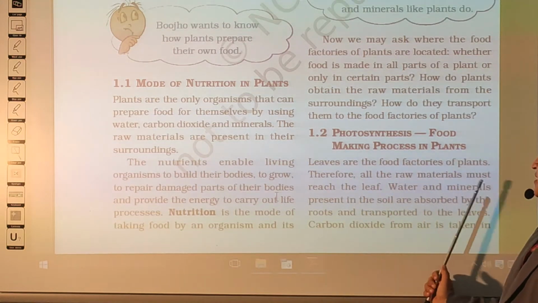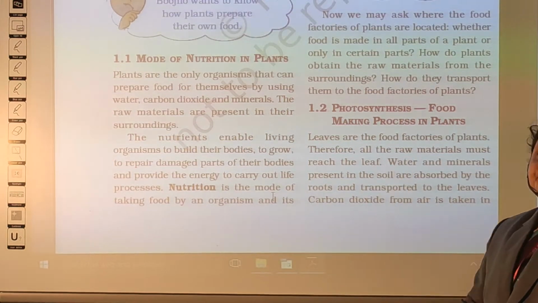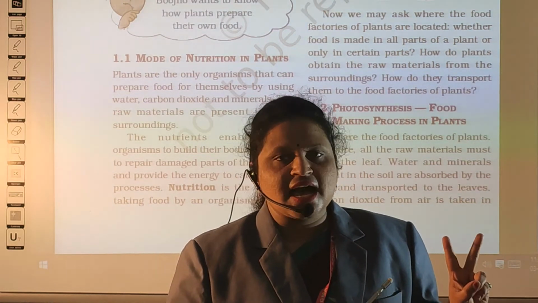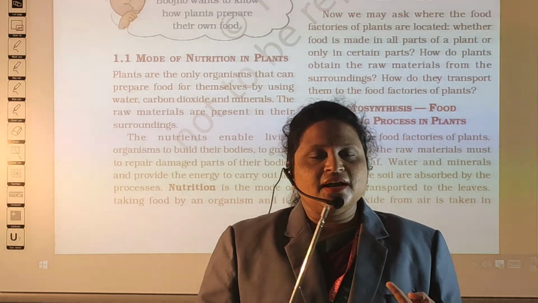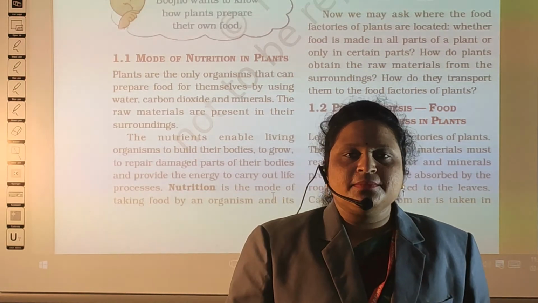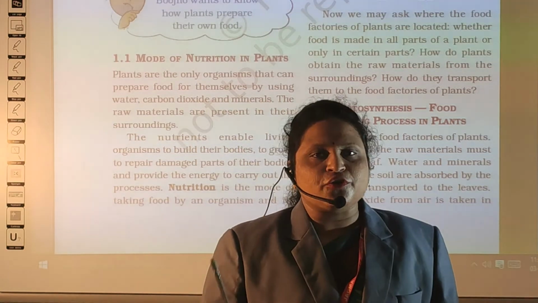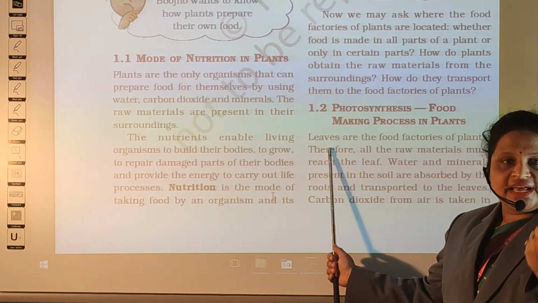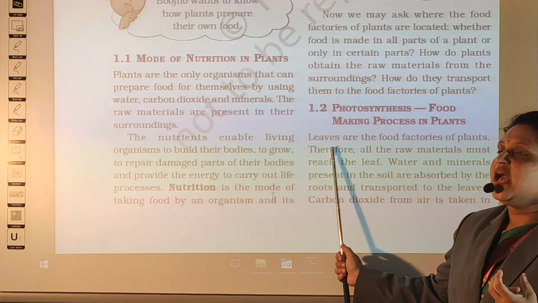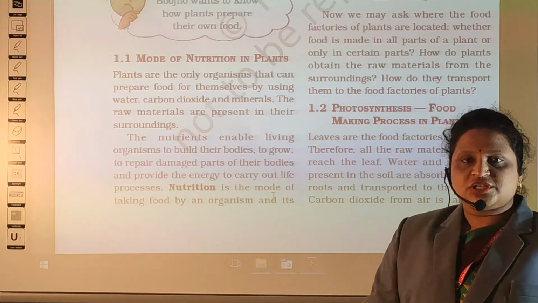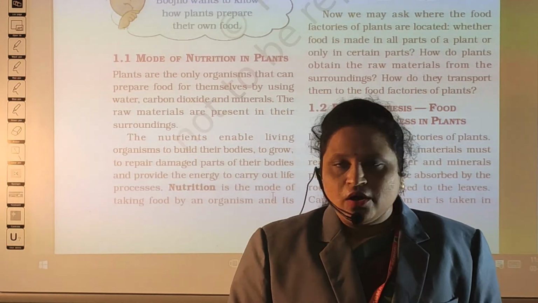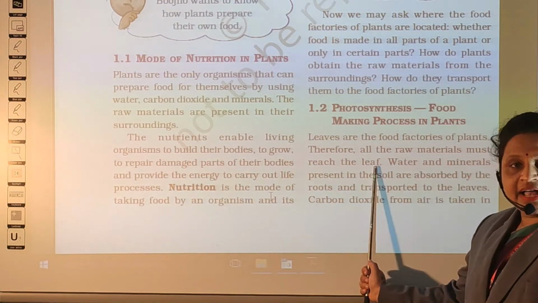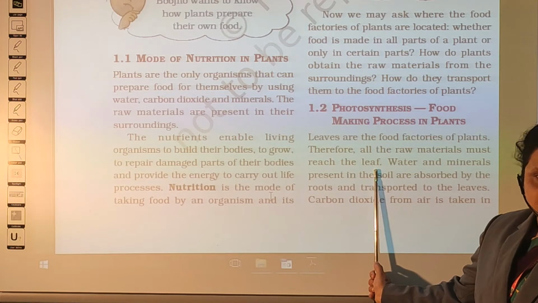Therefore, all the raw material must reach the leaf. The stem has two types of vessels, I already told you: one is the xylem, another is the phloem. Xylem and phloem carry water and some nutrients from the soil. Then leaves take carbon dioxide through the stomata from the environment, along with sunlight. After photosynthesis, it releases oxygen. So all the raw material must reach the leaf. Why the leaf? Because the leaf is the food factory of the plant.